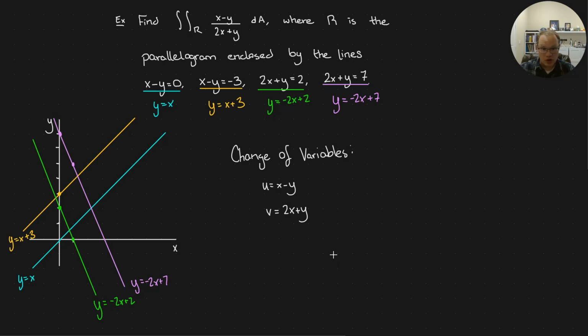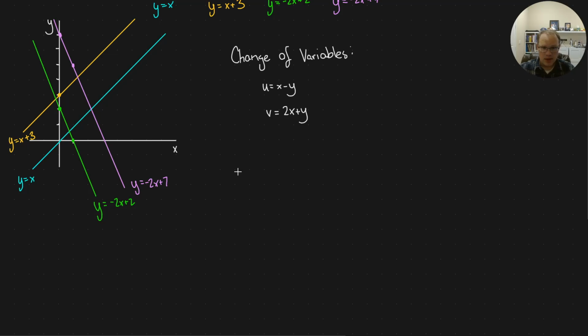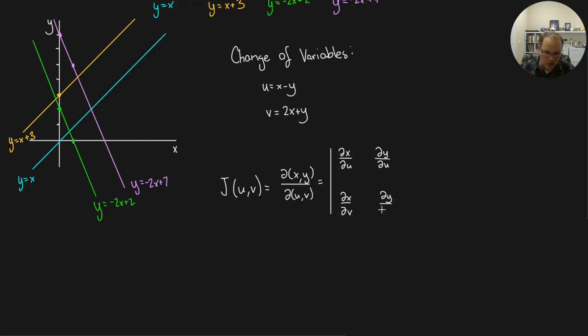So I'm going to need my Jacobian determinant. Okay, my Jacobian determinant is going to be partial of xy over partial uv. It's the determinant of all partial derivatives. So partial x, partial u, partial x, partial v, partial y, partial u, partial y, partial v.